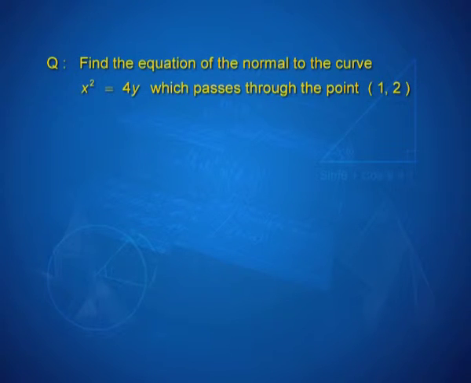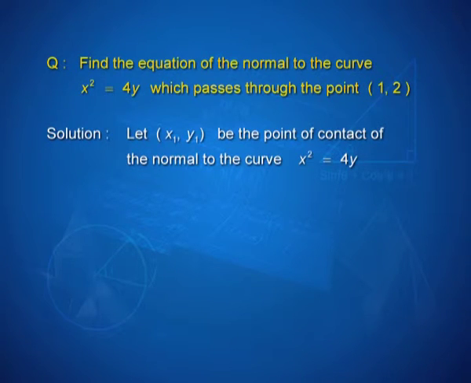Another question, an important one. One more important question for you. Pay attention to the statement. The question says find the equation of normal to the curve x square equal to 4y which passes through the point (1, 2). What is significant and what is risky about this question is that the tangent and normal are constructed at a point of the curve. So, here the normal is passing through the point. This point is not the point of contact between the normal and the curve.